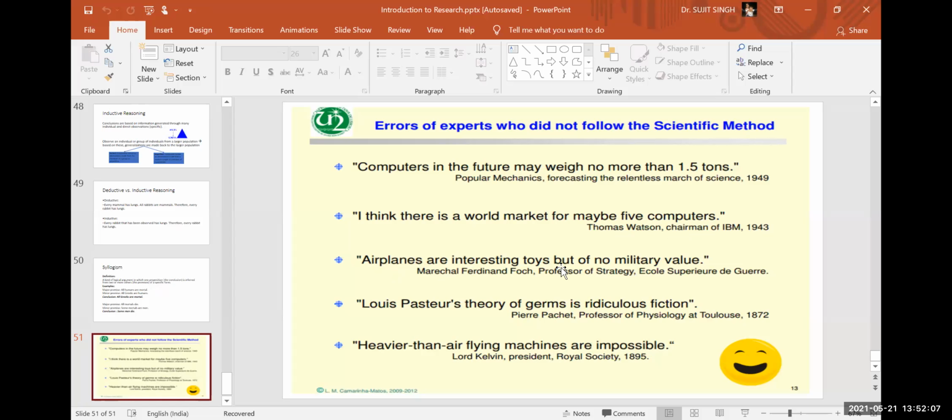Airplanes are interesting toys, but of no military use, someone said, a professor of strategy. That is proven wrong. I like that one. Heavier than air flying machines are not possible, said the President of the Royal Society, London, in 1895. Now we travel in planes. So experts make errors when making comments, but we have to question everything. We don't want to believe just on the saying.